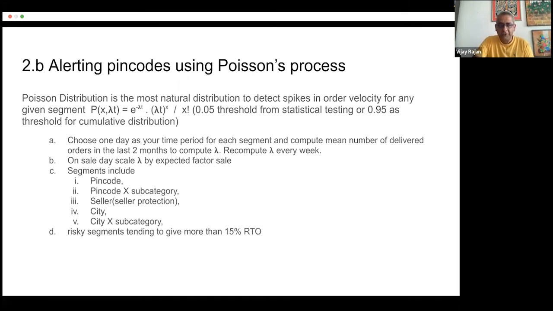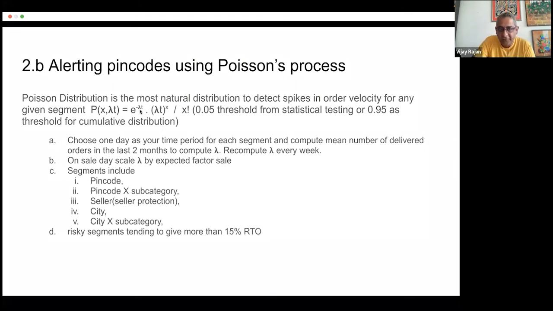Alerting pin codes using Poisson's process. Don't get scared about this formula. Trust me, don't get scared. I know it is kind of daunting, but you can measure the expected order velocity and detect spikes based on an expected order. So one way is you could choose 1 day as your time period for each segment, and compute the mean number of delivered orders in the last 2 months. And then your time period is 1 day at a time.